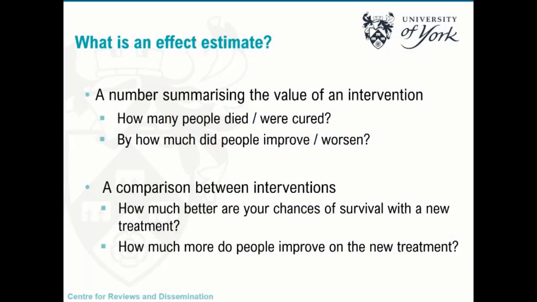So, first of all, what exactly is an effect estimate? An effect estimate could be a number that summarises the value of an intervention, such as how many people died or were cured, or by how much their condition worsened or improved. Alternatively, it could be a comparison between interventions, such as how much your chances of survival improve when you start a new treatment, or by how much people improve when they're on this new treatment.